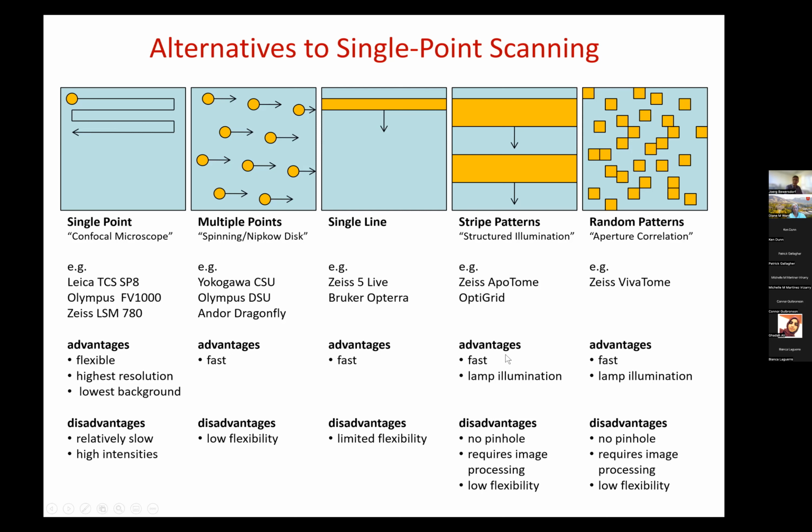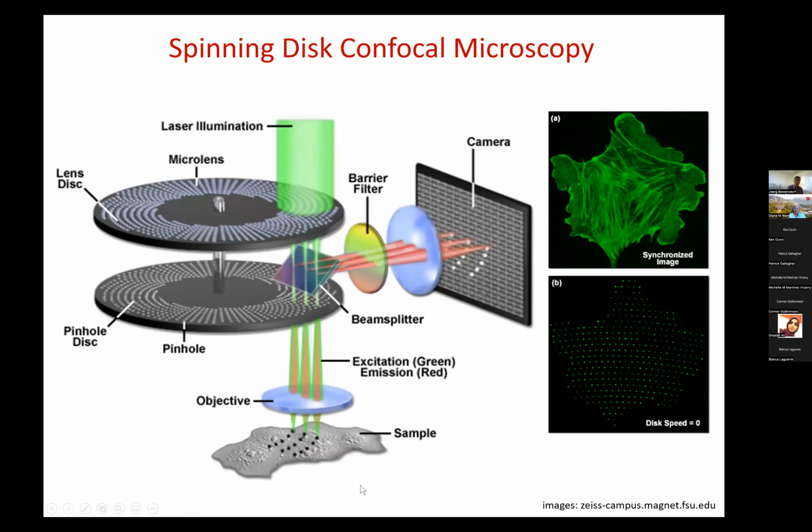And then these other systems primarily have advantages because they are, I think, a little bit cheaper, because they can work with lamp illumination instead of lasers. But they require some image processing to get a good image quality out of it. So I want to briefly talk about this multi-point and the single line scanning system to show you what these systems look like. The spinning disk confocal microscope actually has a fairly simple setup.